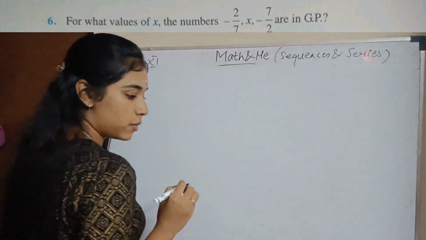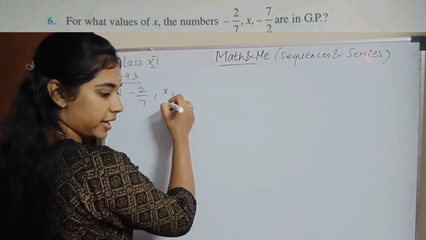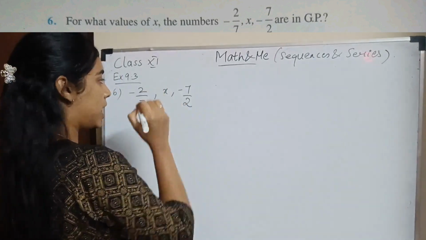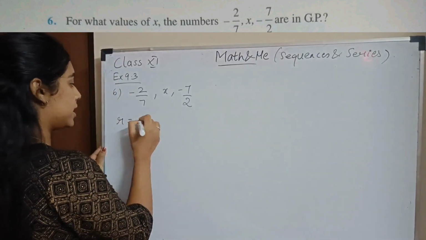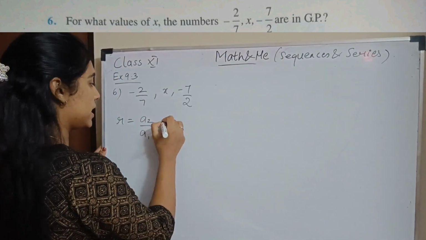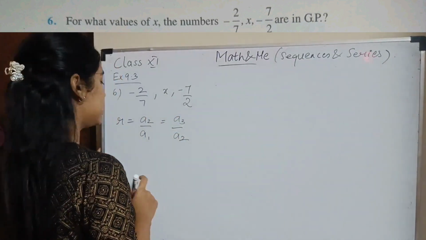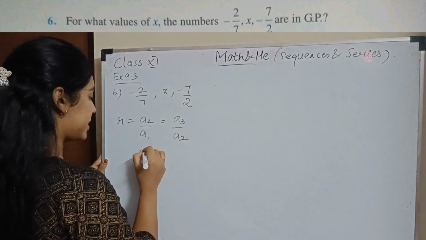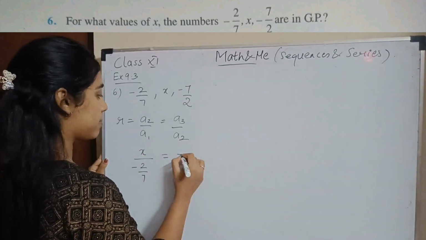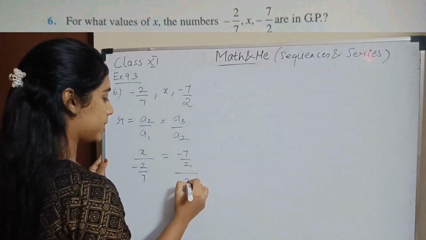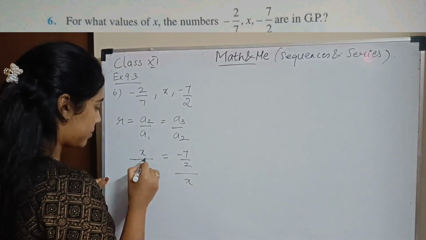Question number 6. For what values of x are the numbers 2 by 7, x, minus 7 by 2 in GP? GP means they have a common ratio. So what is R? A2 by A1 equals A3 by A2. When you prove this, you will be able to find the value of x. So what is my A2? X divided by 2 by 7 equals minus 7 by 2 divided by x. So try to differentiate between the numerator and the denominator. I am putting a bigger line.